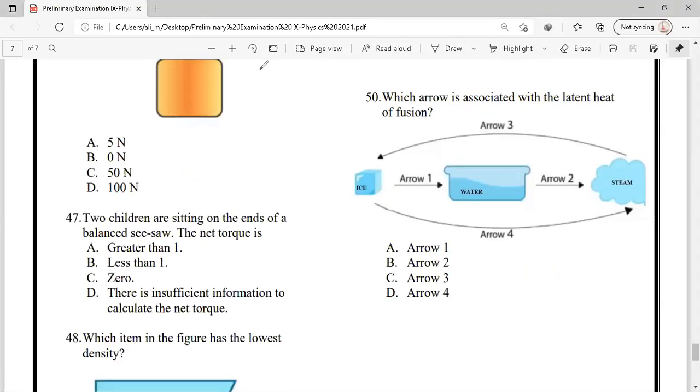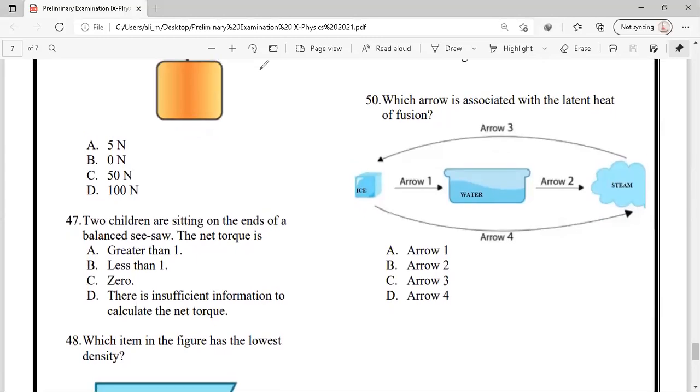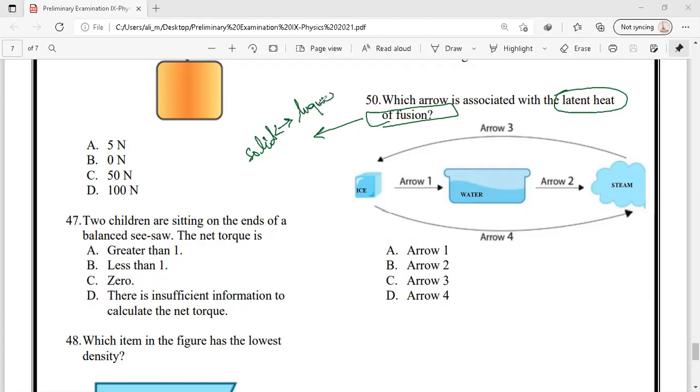Let's come to our last question of our this preliminary examination paper, that is question number 50. Which of the following arrow is associated with the latent heat of fusion? So if you recall what is fusion, fusion is the change of state from solid एंड लिक्विड. सॉलिड और लिक्विड के दरमियान जो इंटर कन्वर्जन प्रोसेस है, दिस इज फ्यूजन. एंड द हीट रिक्वायर्ड टू दिस इन दिस प्रोसेस इज द लेटेंट हीट ऑफ फ्यूजन. सो एरो 1 from ice to water will be the correct answer for this question number 50.